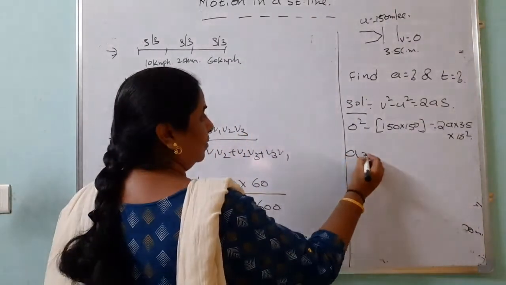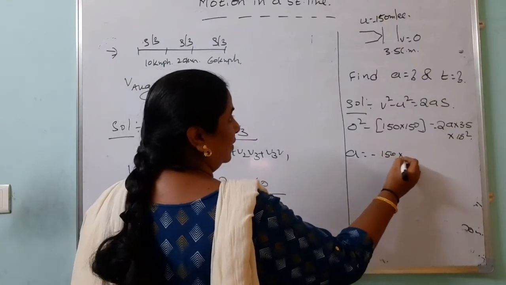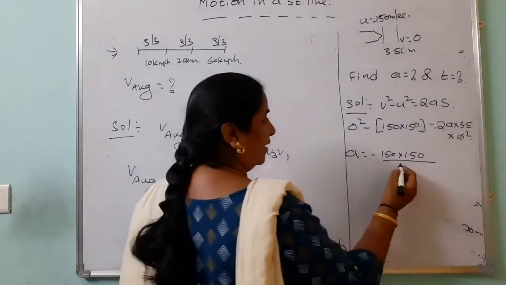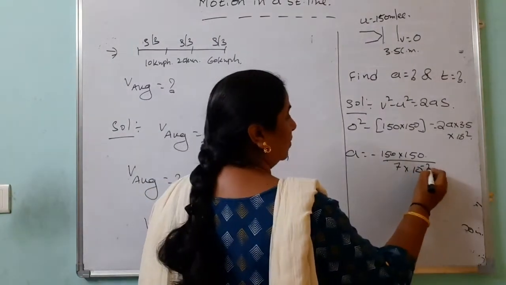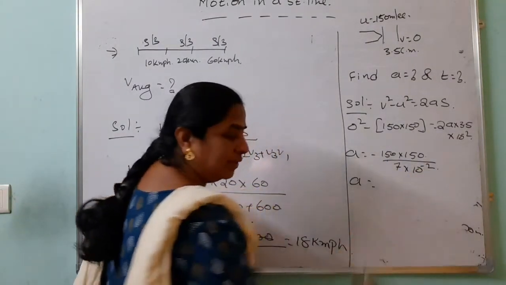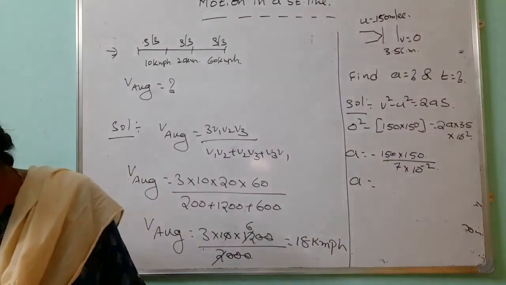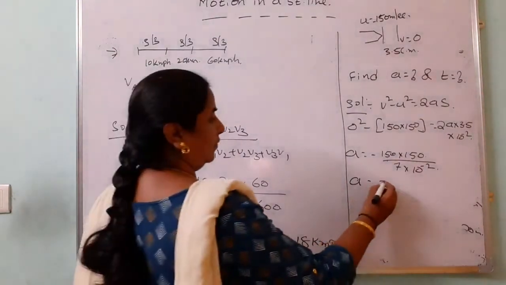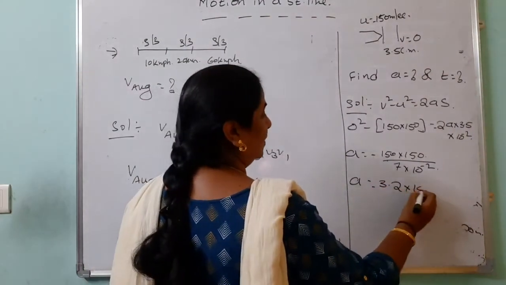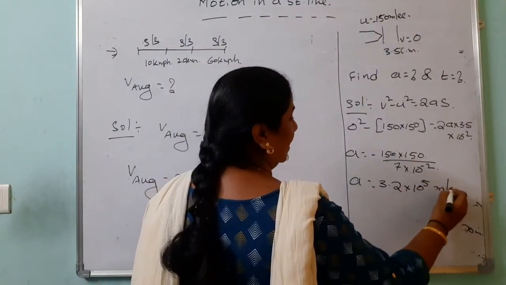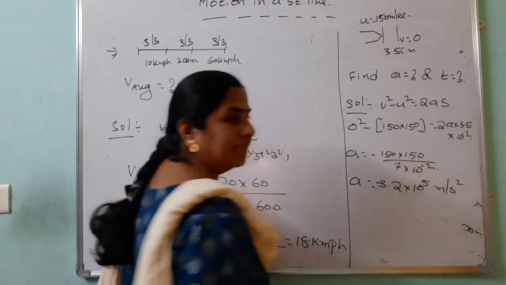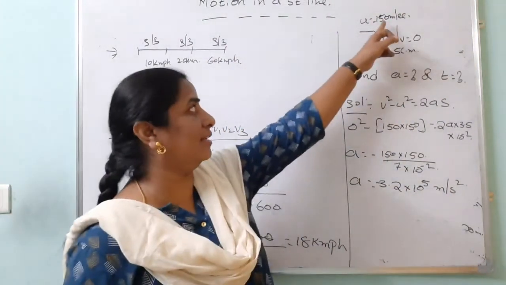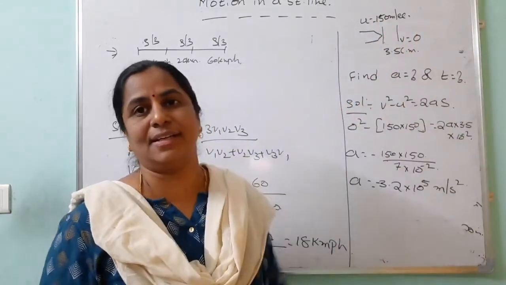After that you get minus 150 into 150 by 3.5 into 2, which is 7 into 10 power minus 2. So here you get that acceleration is approximately minus 3.2 into 10 to the power of 5 meter per second square. Minus represents deceleration, decreasing velocity, because initial velocity is 150 and final velocity is 0.